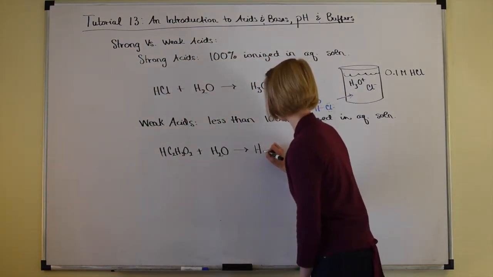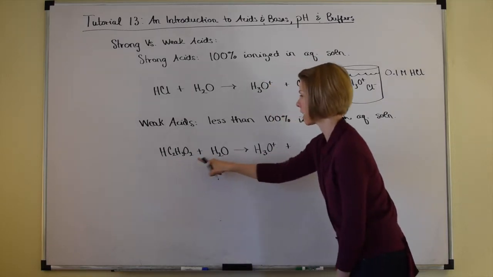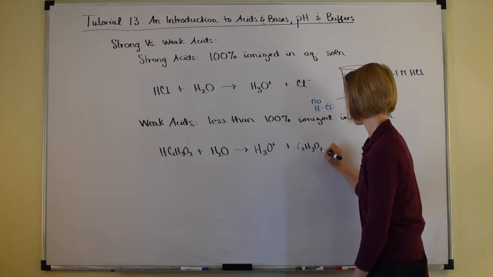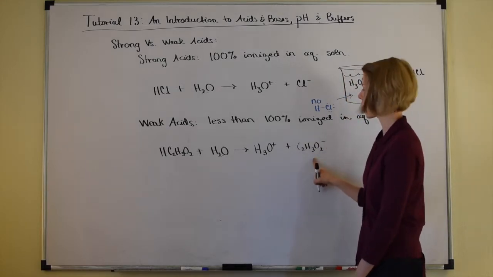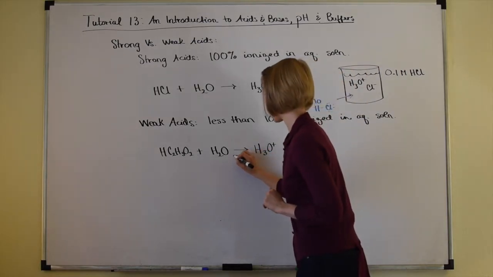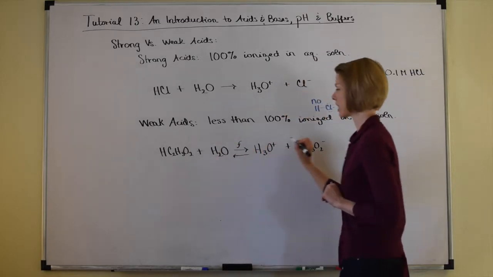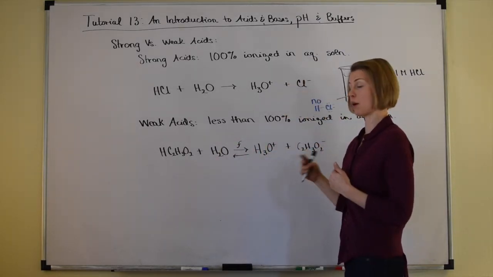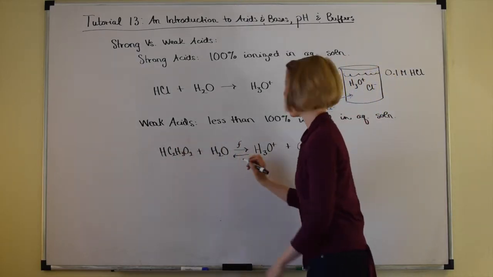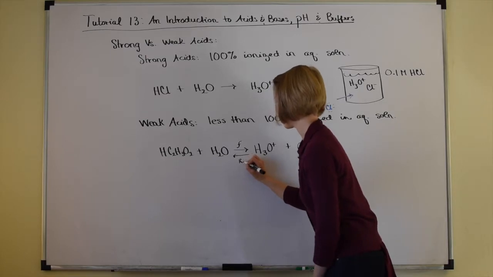Okay, so H3O+, which leaves the anion here, C2H3O2 with a 1- charge, the acetate anion. However, I'm going to write an arrow back, because we don't just get all forward reaction here. I'm going to label this with an F for forward. We're also going to have significant reverse reaction. I'm going to label the reverse reaction with an R.